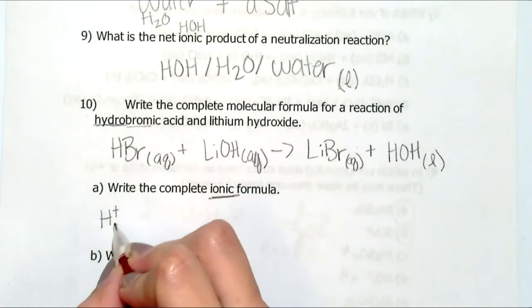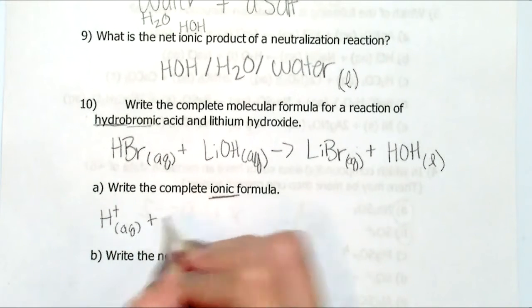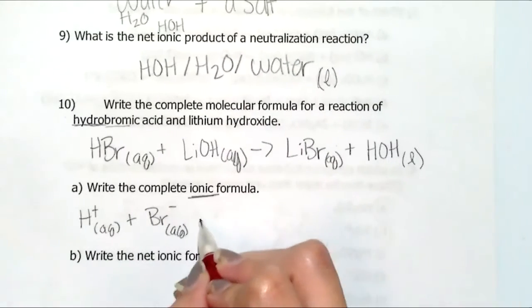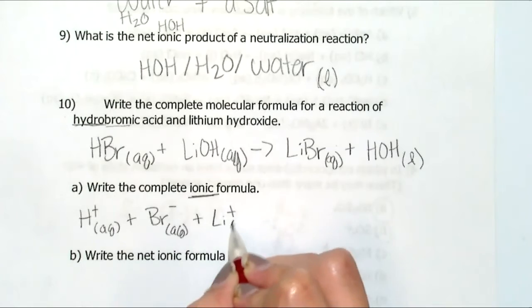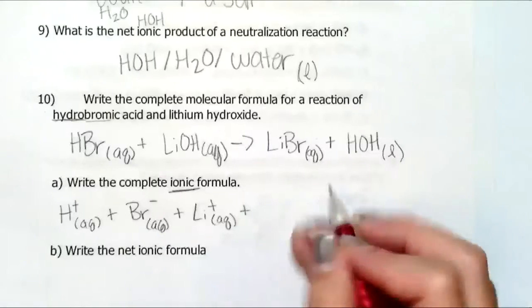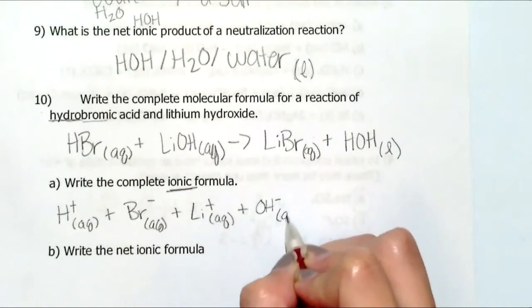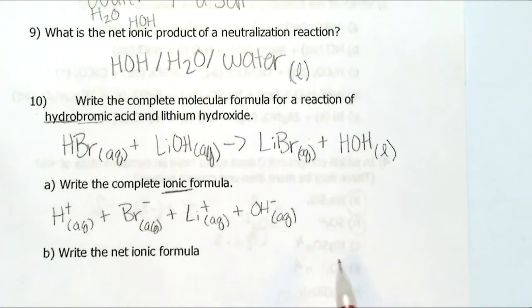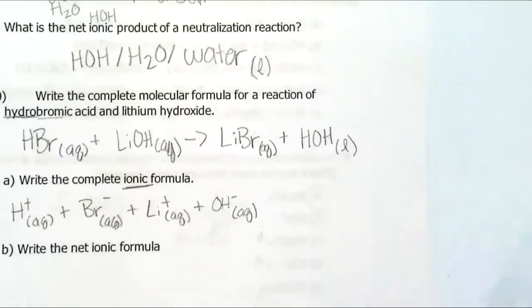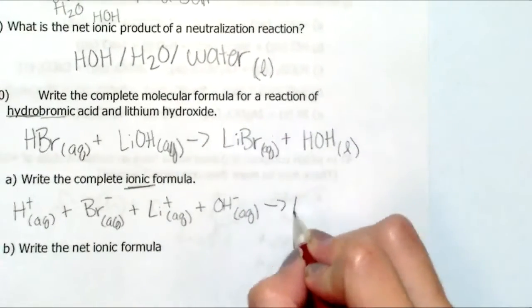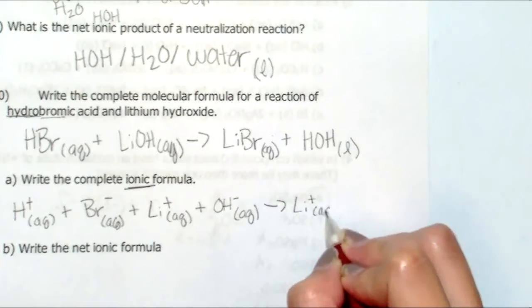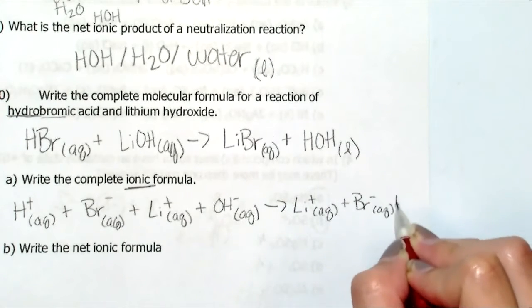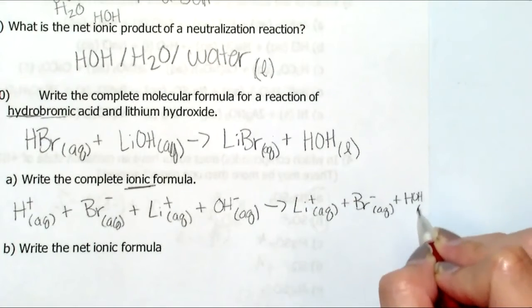So we're going to have H plus aqueous plus Br minus aqueous plus lithium plus aqueous plus OH minus aqueous. And yes, you do have to put the charges for all of them. Yes, you do have to write aqueous or the state of matter for all of them. Goes to lithium plus aqueous plus Br minus aqueous plus HOH liquid.